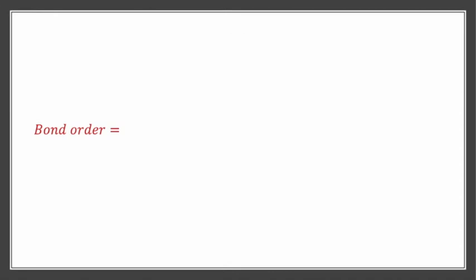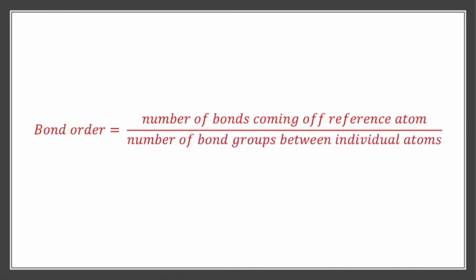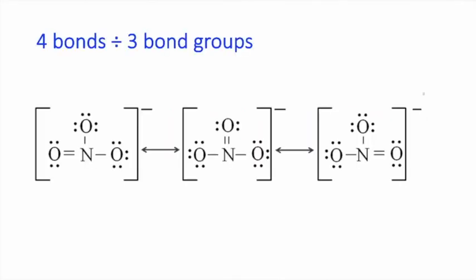When you have resonance structures, in order to calculate the bond order, you look at the number of bonds that are coming off of the reference atoms. We'll talk about what this is in a moment. And you divide that by the number of bond groups between the individual atoms. Now let's see what this means.